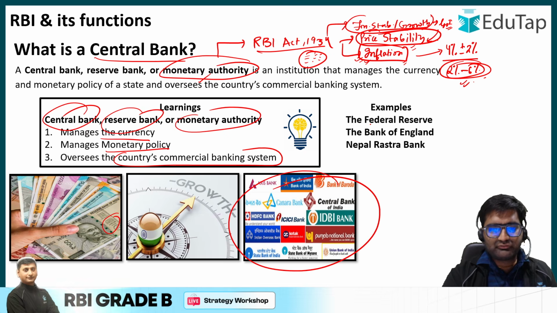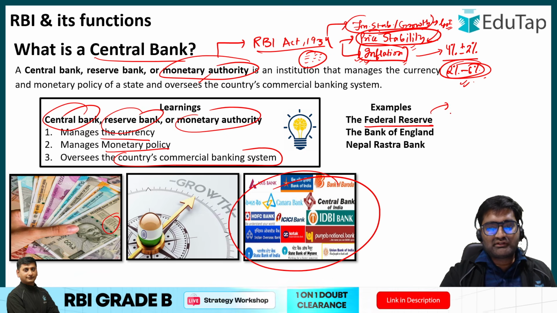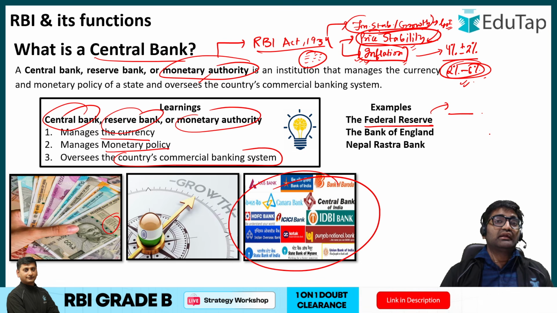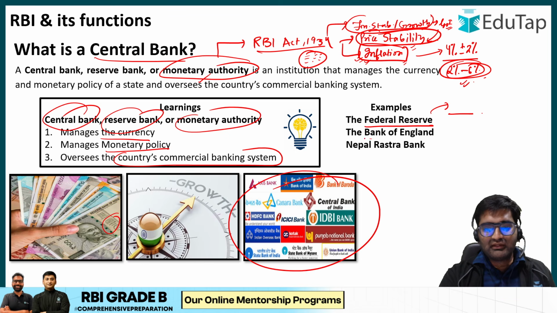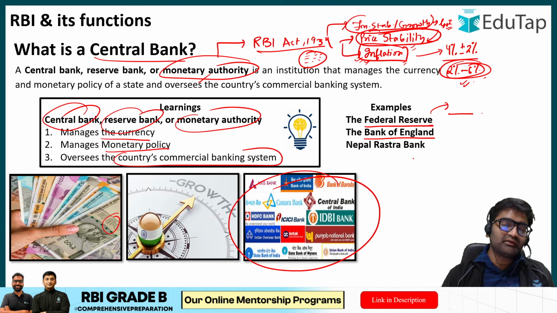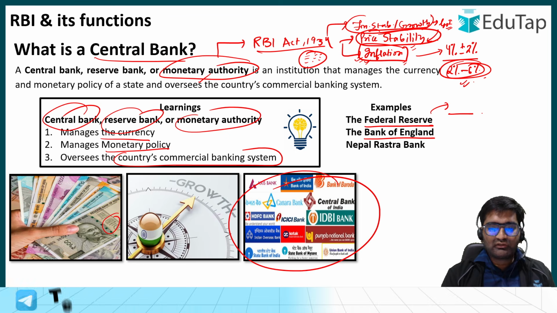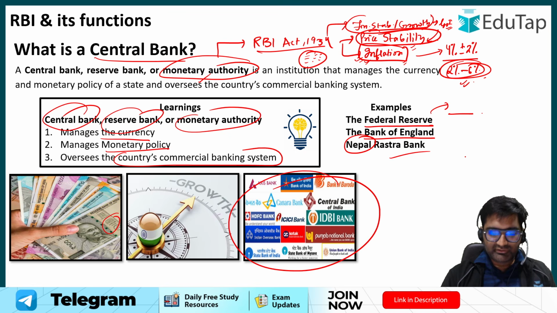And we have examples of other countries like Federal Reserve. Federal Reserve is the central bank of which country? Can you tell me in the comment section? Okay, whoever knows the answer, please let me know in the comment section. There's this Bank of England, right? Bank of England, obviously it is the Bank of England. Nepal Rashtra Bank. Okay, so these are other examples. I hope things are clear.